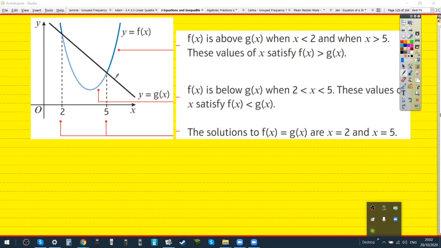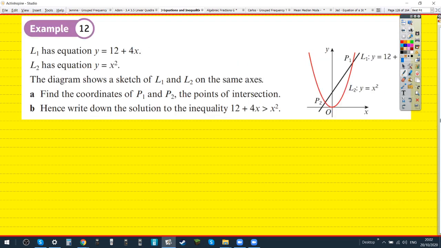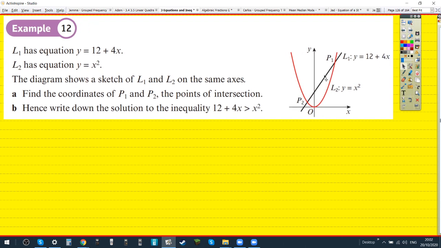When it's underneath. When one is greater than the other, it's when it's over it. They're always referring to the output, the y. So let's see. So you've got this one. All right, let's try this.